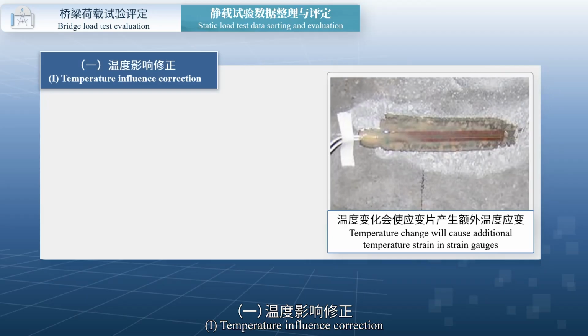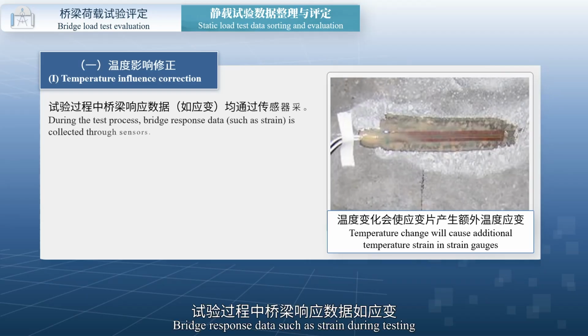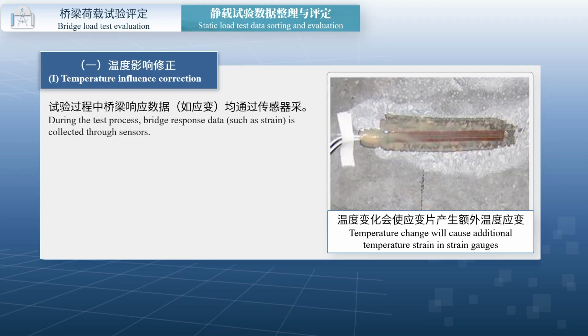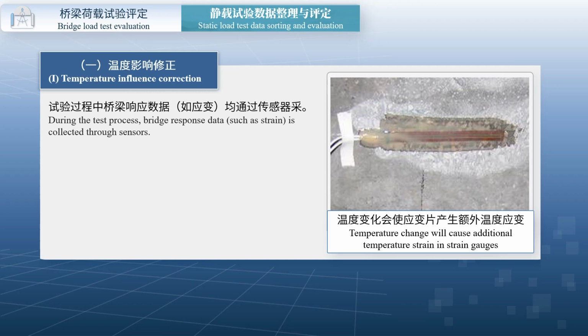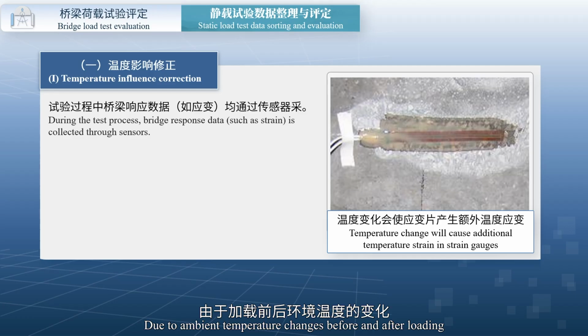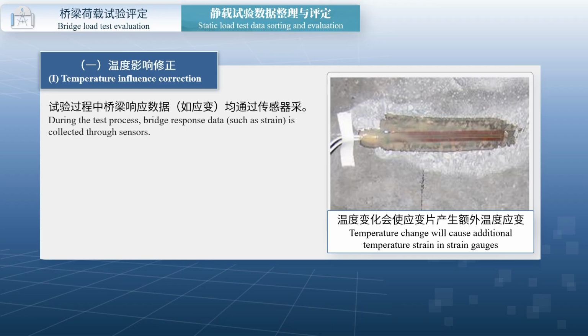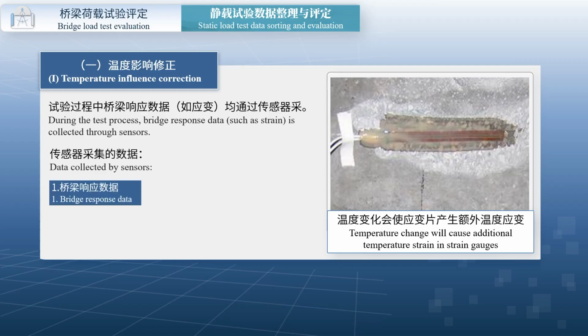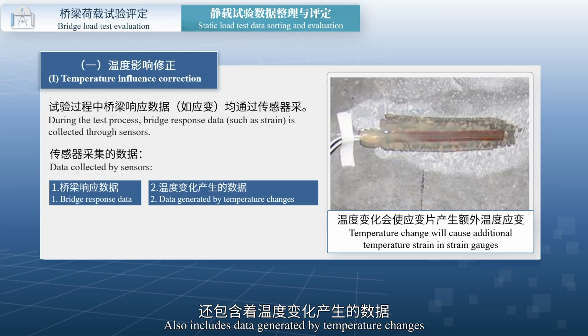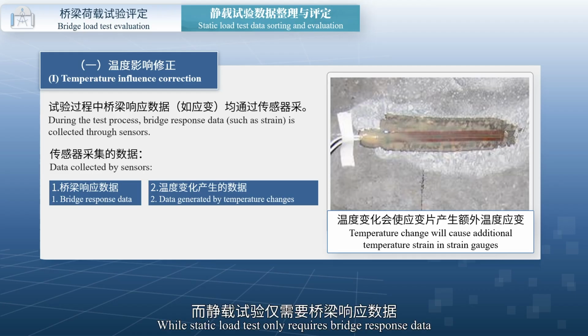First, temperature influence correction. Bridge response data, such as strain during testing, is all collected through sensors. Sensors are high-accuracy equipment, highly sensitive to temperature changes. Due to ambient temperature changes before and after loading, data collected by sensors, in addition to bridge response data, also includes data generated by temperature changes, while the static load test only requires bridge response data.